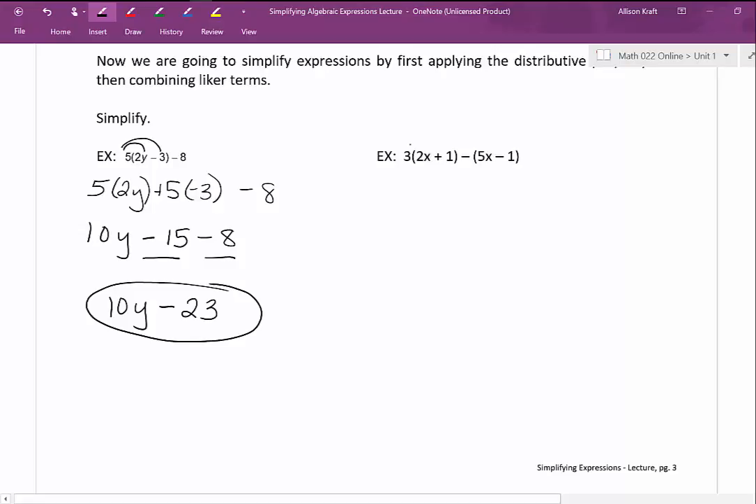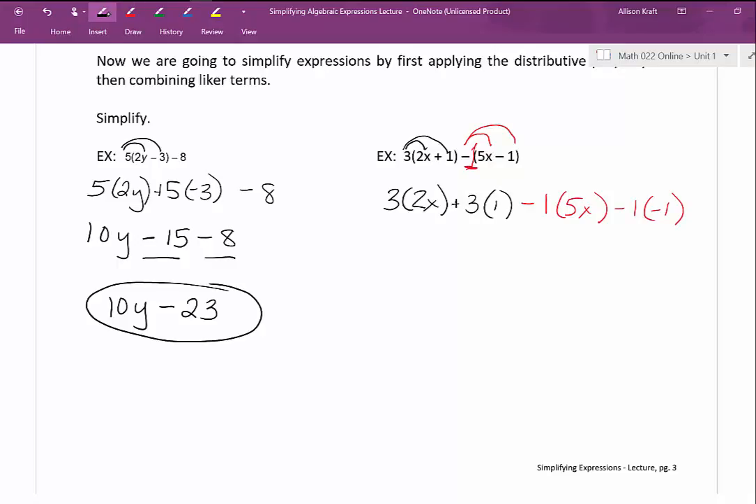In our next example, we start by distributing the 3 only to the first parenthesis. So that's 3 times 2x, and then a positive 3 times a positive 1. This next part can sometimes be tricky because we don't see a number in front of the second parenthesis. Now, when a number isn't shown, there is an invisible 1 there. So we're going to be distributing a negative 1. It would be negative 1 times 5x, and then a negative 1 times a negative 1.